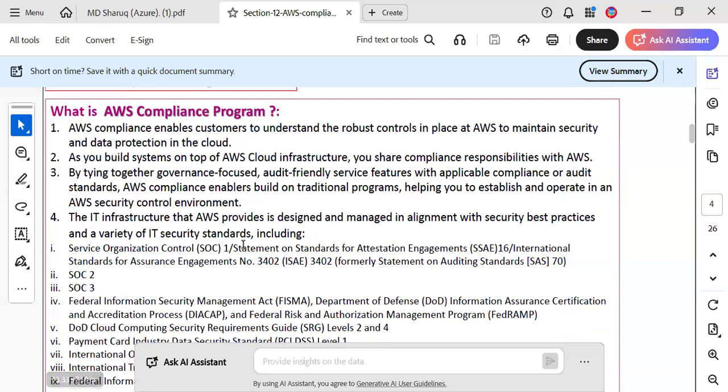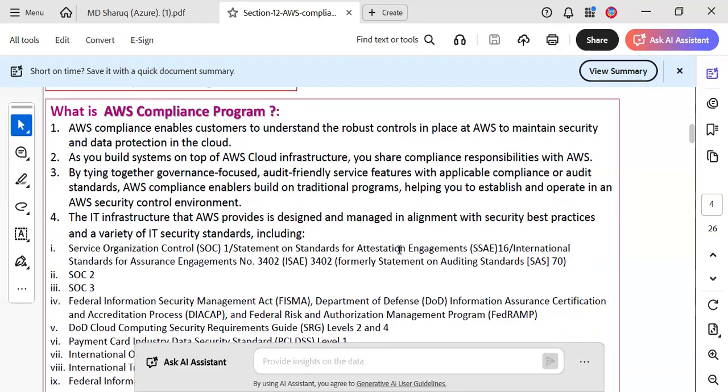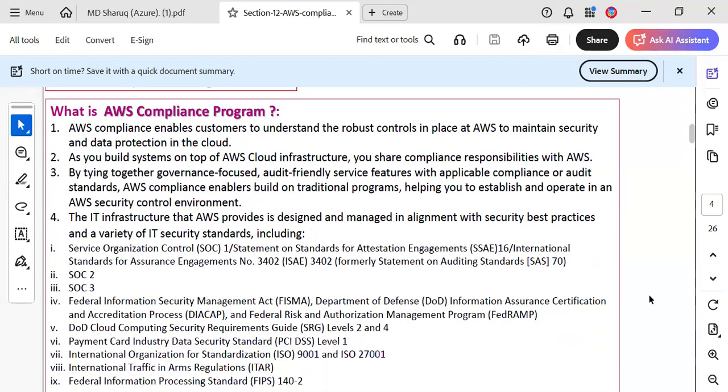Service Organization Control, SOC 1, or Statement on Standards for Attestation Engagements 16, International Standard on Assurance Engagements number 3402, formally Statement on Auditing Standards 70, is followed. This is one standard. They need to follow these standards under compliance programs when we acquire an AWS account. That is what it is giving. So Federal Information Security Management, for federal departments, US departments, Department of Defense Information Assurance Certification and Accreditation Process. All these things are part of that.